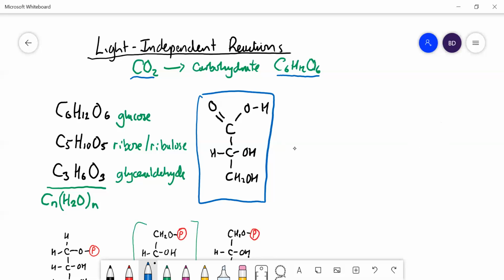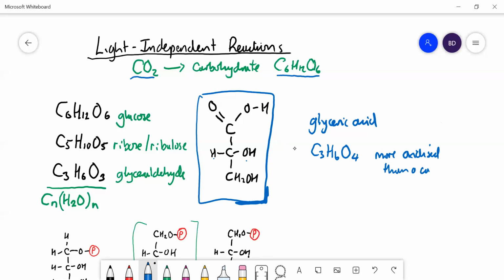The reason I've put down this structure in the blue box, this is called glyceric acid. Let's see if this is a carbohydrate. We've got 3 carbons, and 6 hydrogens, but we've got 4 oxygens. So you can see that it is more oxidized than a carbohydrate. So it's not a carbohydrate.